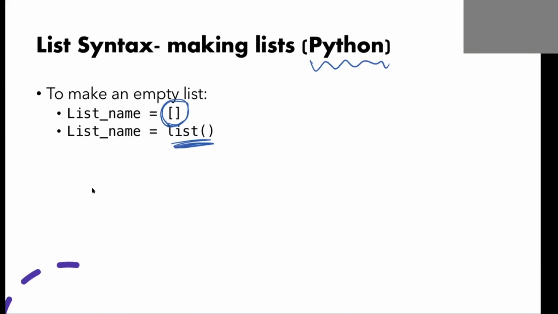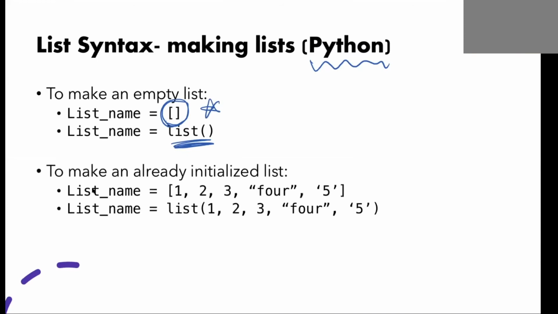Or you can instantiate it like this. However, for simplicity's sake, I'm going to be using this one up here. If there's already things inside of your list, if you already know what belongs in your list, then you can create an already initialized list by, instead of using empty brackets, placing things inside of your brackets. So 1, 2, 3, 4, and 5.